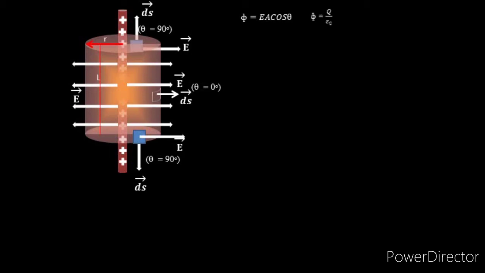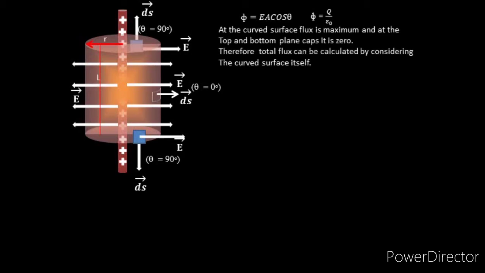According to the flux equation, phi is equal to E A cos theta, and by Gauss law phi is equal to q by epsilon naught. And here at the curved surface flux is maximum, and at the top and bottom plane caps it is 0 because theta is equal to 90 degrees. Therefore, the total flux can be calculated only by considering the curved surface itself. We don't need to bother about the plane caps, since no flux is going to be emanating from those surfaces.